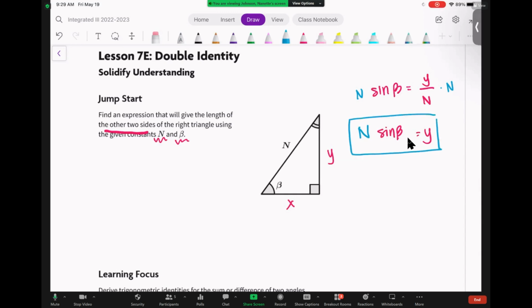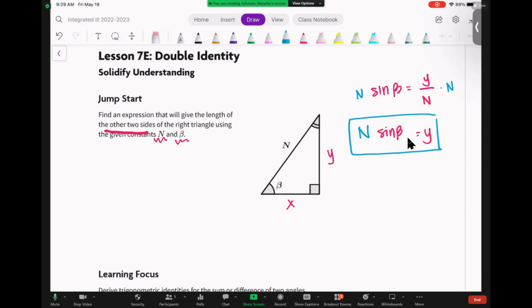So this is my first answer for y. So then can you find one for x? So go ahead and pause the video. Find it for x. Very good. And then check back with me and see if you got it right. This will help you in our little proof that we're going to do in a second.